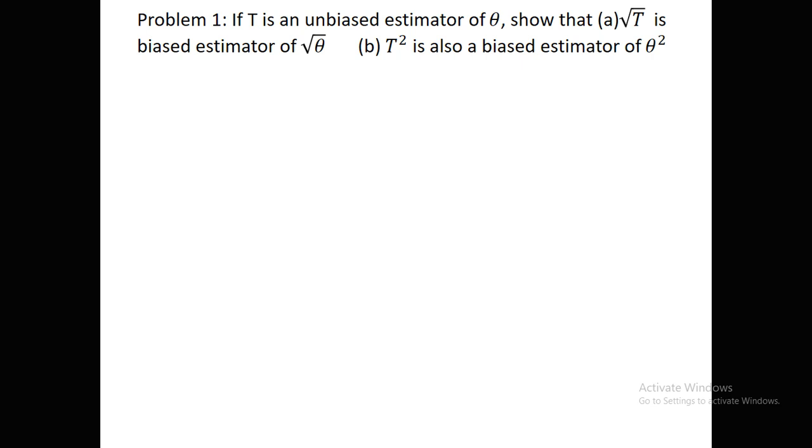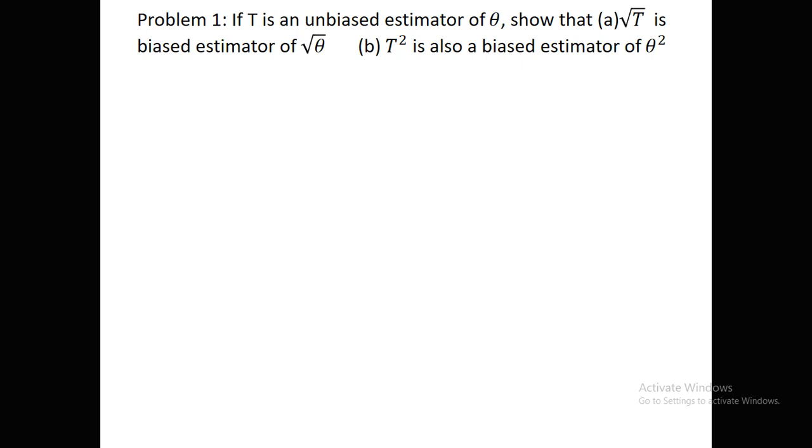Now I have taken a problem which is very important for the exam. If capital T is an unbiased estimator of theta, prove that number 1, root over T is a biased estimator of root over theta, and root over T square is also a biased estimator of theta square. You need to understand the problem first of all. It is given to you that T is an unbiased estimator of theta. That means expectation of T equal to theta has been given to you.